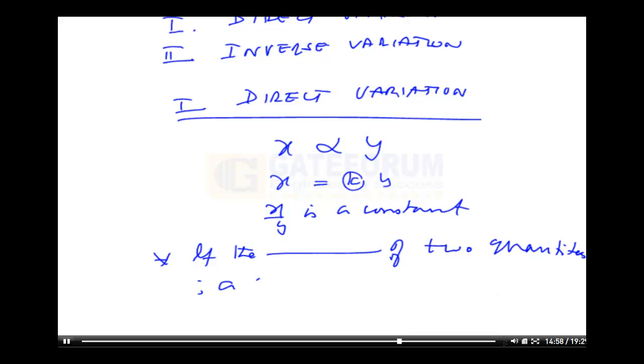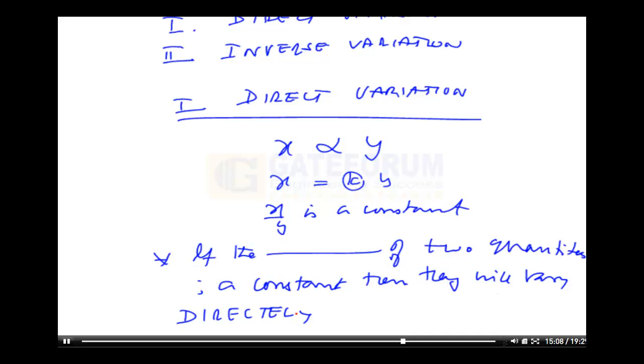Is a constant, then they will vary directly. What must be a constant? A by B or X by Y is called ratio. So for two quantities to vary directly, what should happen? The ratio must be a constant.